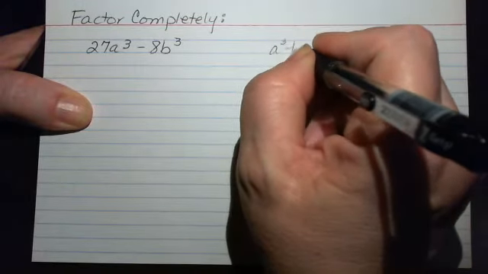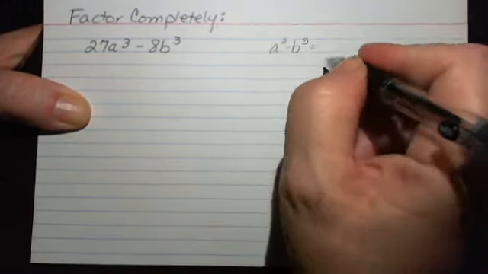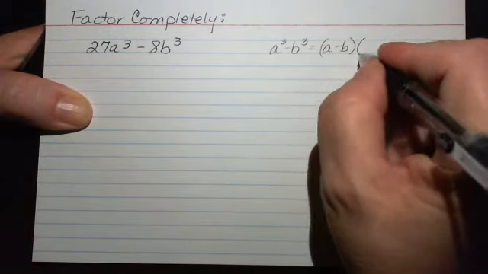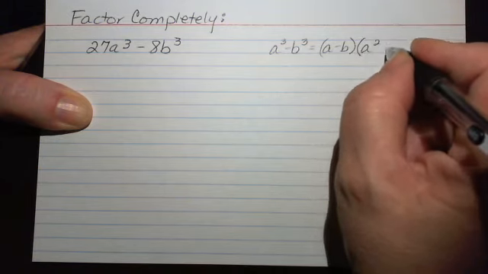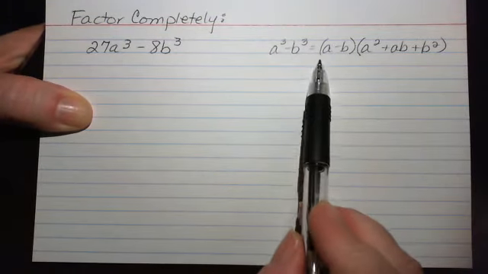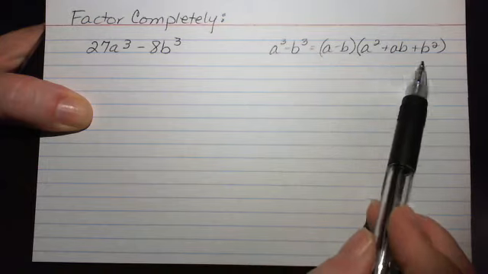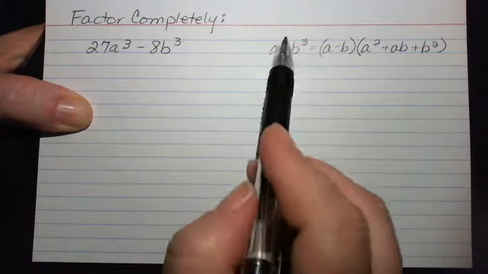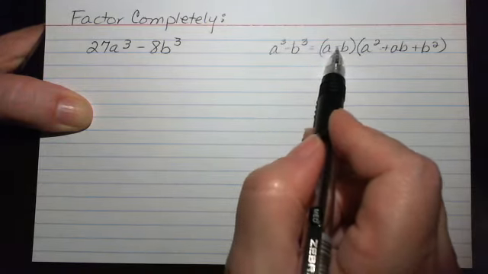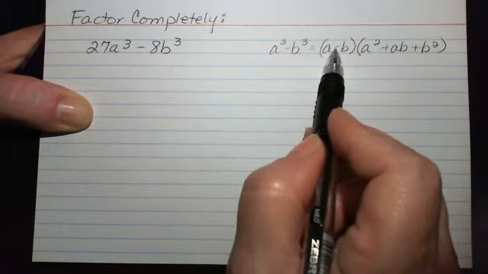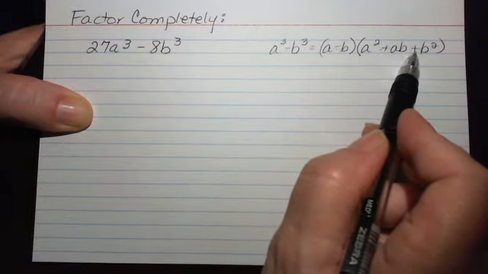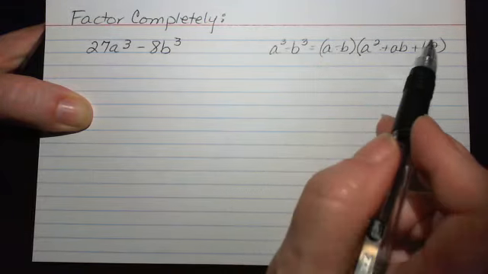A cubed minus b cubed factors into the pattern binomial a minus b, trinomial a squared plus ab plus b squared. Now remember, we learned these patterns a squared, ab, b squared, and then we learned the signs with the word SOAP. The first one is the same, the second one is opposite, and the last one is always positive. Same, opposite, always positive. We remember with the letters S-O-A-P.